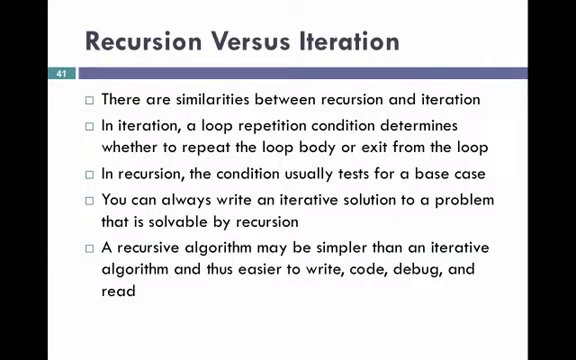Now, recursion versus iteration. There are similarities between the two. In iteration, a loop repetition condition determines whether to repeat the loop or to exit from the loop. And in recursion, the condition usually tests for a base case. You can always write an iterative solution to a problem that is solvable by recursion. The recursive algorithm may be simpler than an iterative algorithm, and thus easier to write, code, debug, and read.